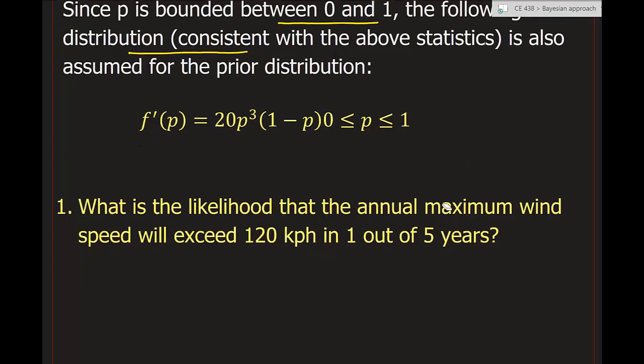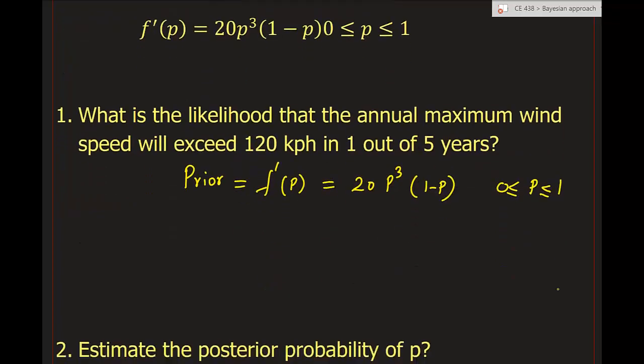So now the question is, what is the likelihood that the annual maximum wind speed will exceed 120 km per hour in 1 out of 5 years? So we have to find the likelihood function. First let's find the prior. What is the prior in this case? That is f dash p, given as 20 p cubed times (1 minus p), where p lies between 0 and 1. So this is given.